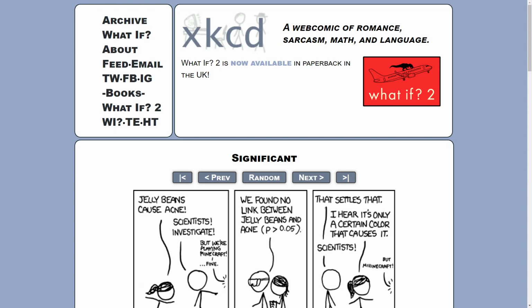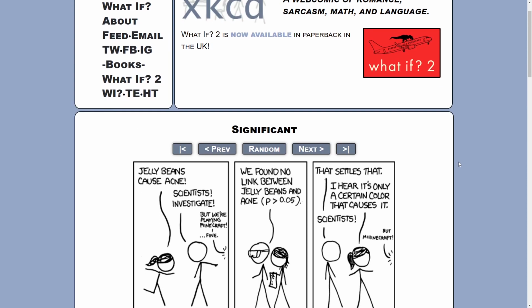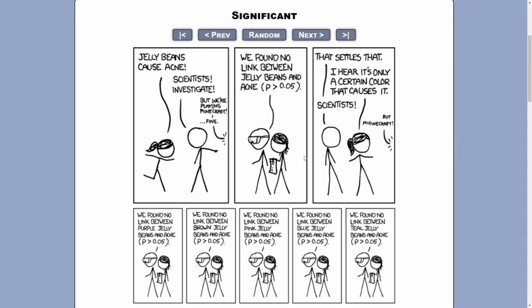This is one of my favorite comics from a website called XKCD. Ultimately, we have a person running in saying jelly beans cause acne, and then our lead scientist saying we have to go investigate and making everybody quit playing Minecraft and saying we found no link between jelly beans and acne. That settles that. I hear it's only certain colors of jelly beans that cause it. Okay, well, here we go.